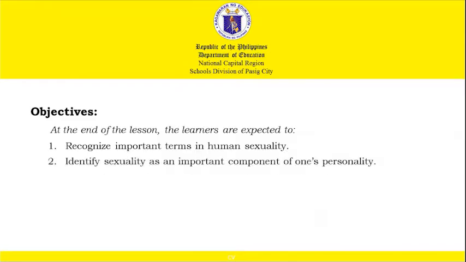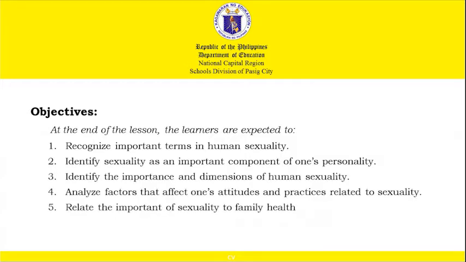At the end of the lesson, you are expected to first, recognize important terms in human sexuality. Second, identify sexuality as an important component of one's personality. Third, identify the importance and dimensions of human sexuality. Fourth, analyze factors that affect one's attitudes and practices related to sexuality. And last, relate the importance of sexuality to family health.